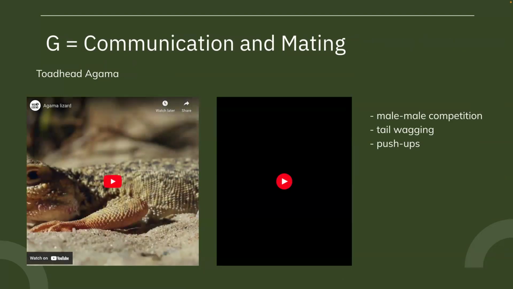Continuing on, this is the toad-headed agama, and this is showing more male displays. The first video shows male-male competition over a mate, where they're basically showing dominance through these visual displays. And then on the right is a mating display towards a female, where the male is wagging its tail, doing push-ups, stuff like that. And then there's a little bit of male-male competition at the end. They'll slightly change their behavior depending on who they're trying to communicate to, which is super cool.